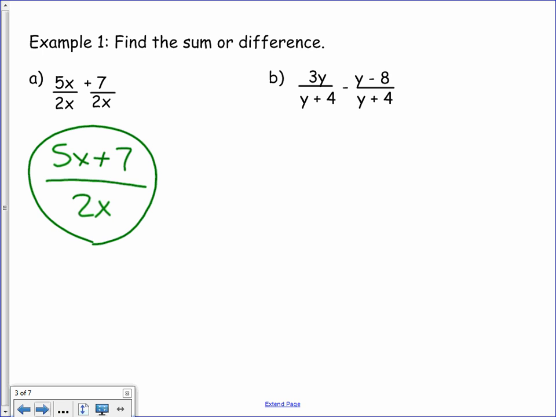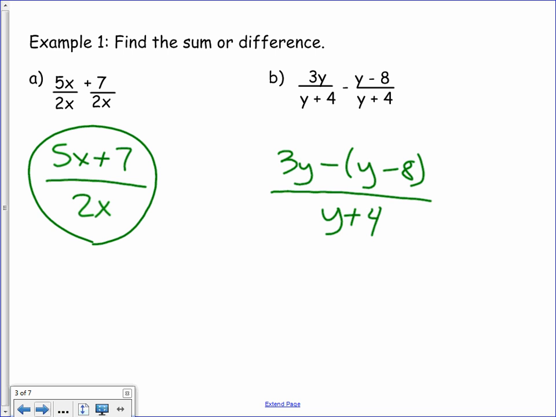Now, part B. Again, we have the same common denominator, so we have 3y minus y minus 8, all over y plus 4. Now we're going to use the distributive property, distribute through this -1 basically here. So we have 3y minus y plus 8, because -1 times y is negative y, -1 times -8, positive 8. Our denominator is still y plus 4.